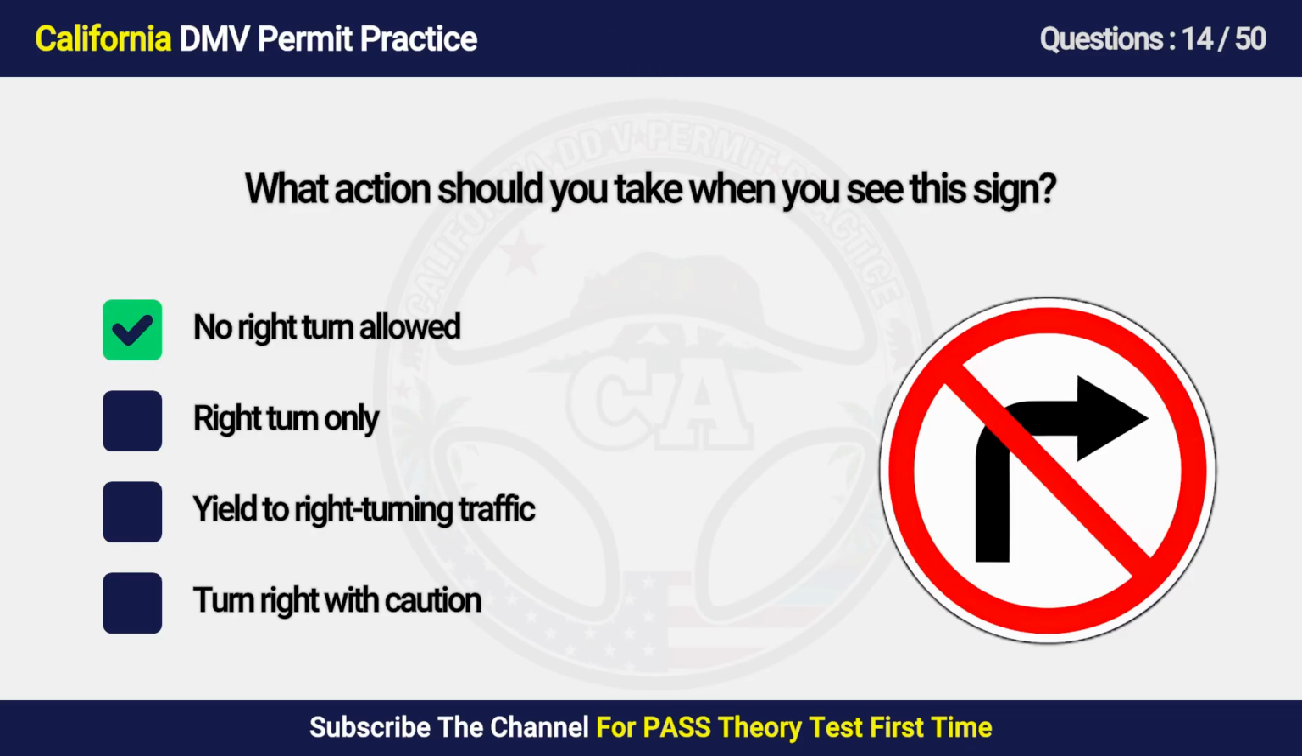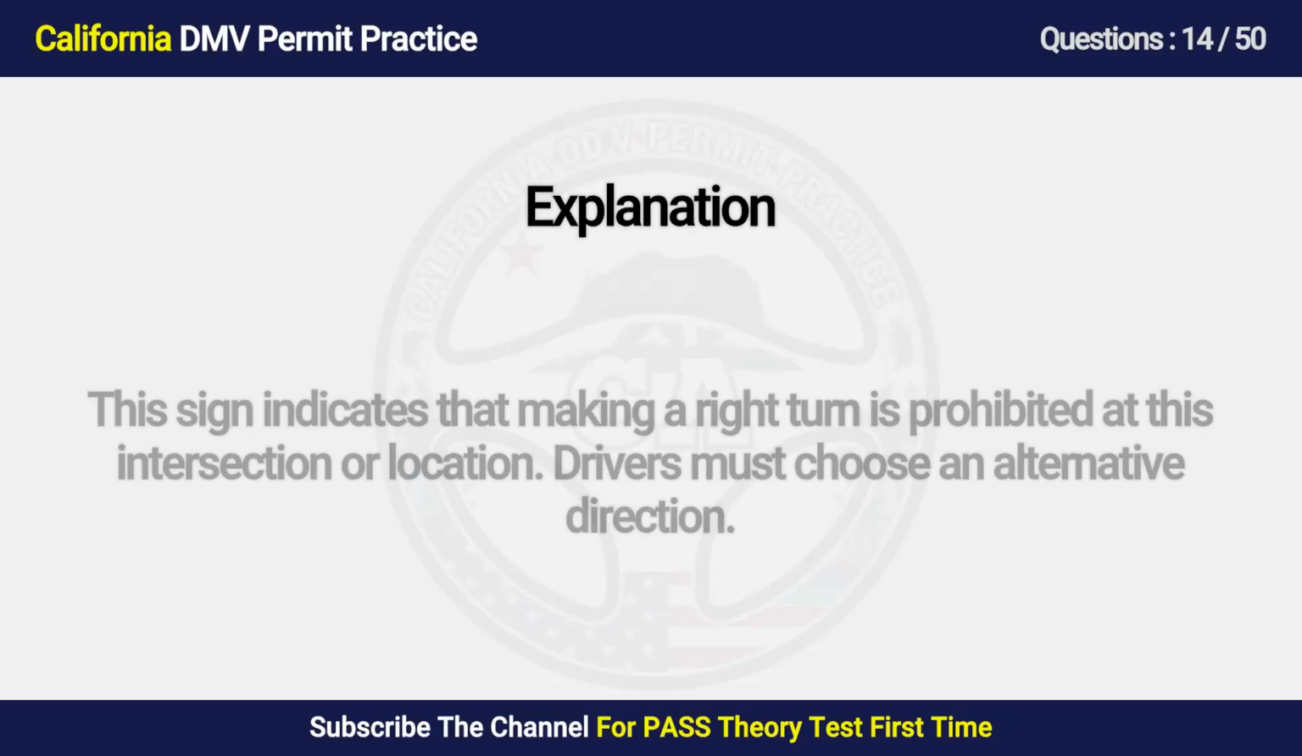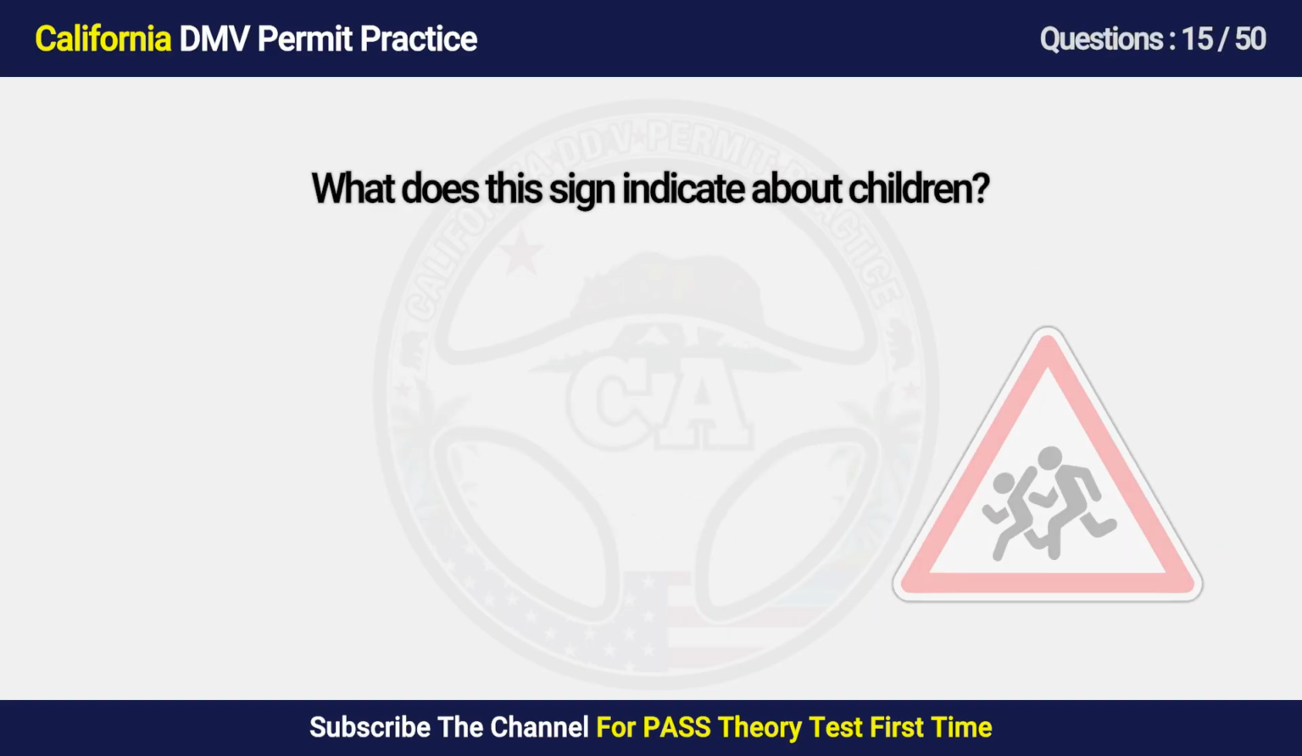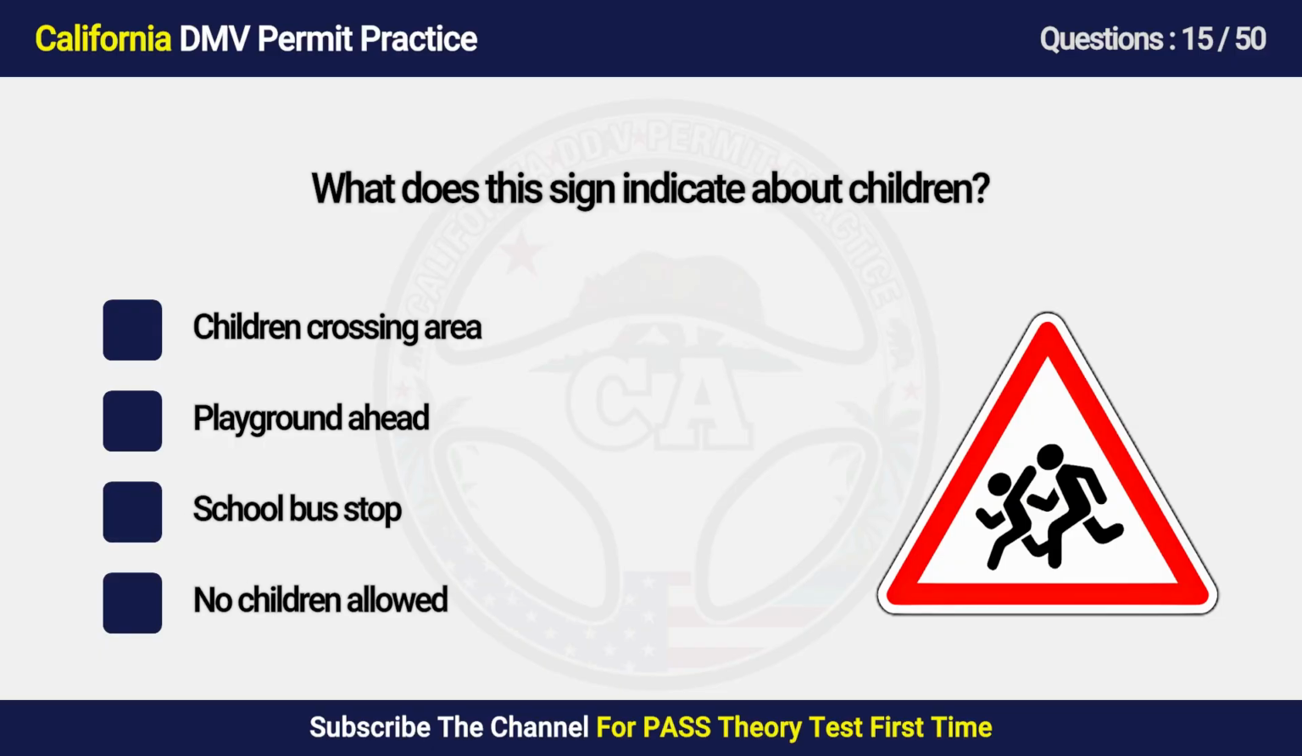Answer is A, no right turn allowed. This sign indicates that making a right turn is prohibited at this intersection or location. Drivers must choose an alternative direction. Question 15. What does this sign indicate about children?